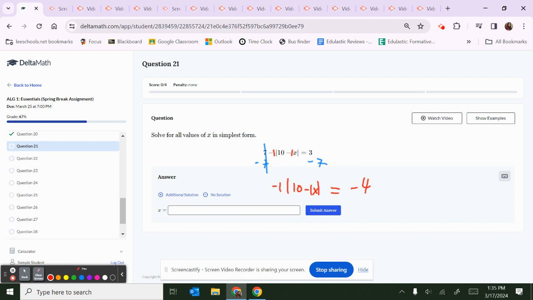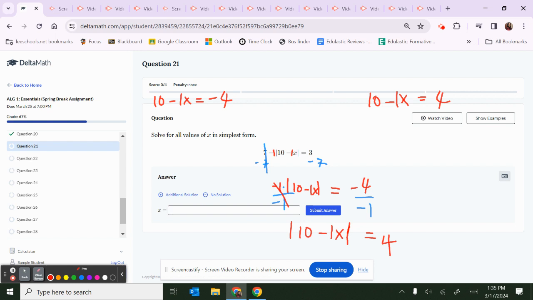-4. Now I'm going to break up this couple, because this -1 is technically being multiplied by my absolute value. So I need to divide by -1 on both sides. This cancels, and I'm left with the absolute value of 10 minus 1x is equal to -4 divided by -1, which is +4. Now I'm going to set up my absolute value. So your 10 minus 1x could be equal to +4, or your 10 minus 1x could be equal to -4.